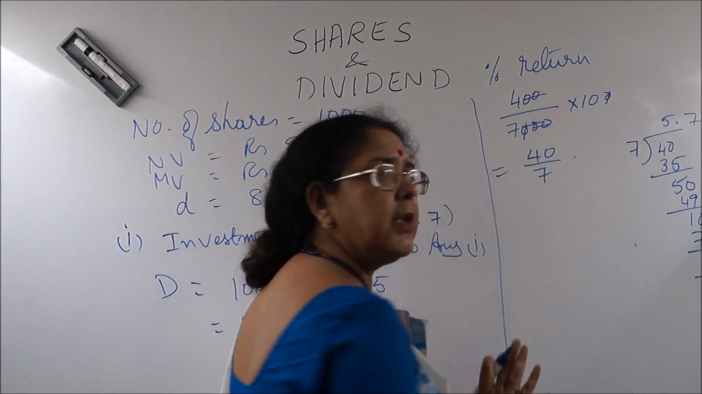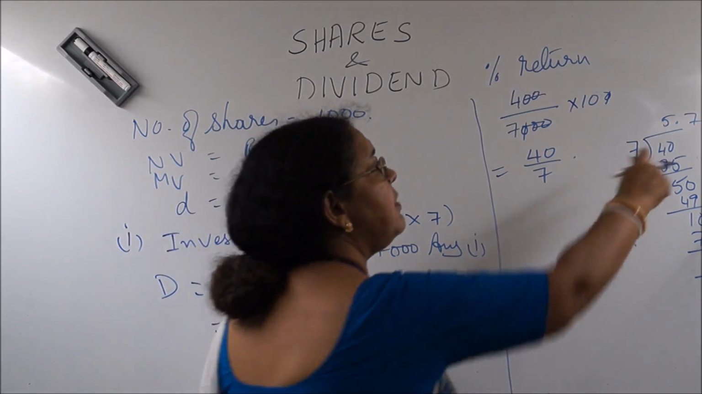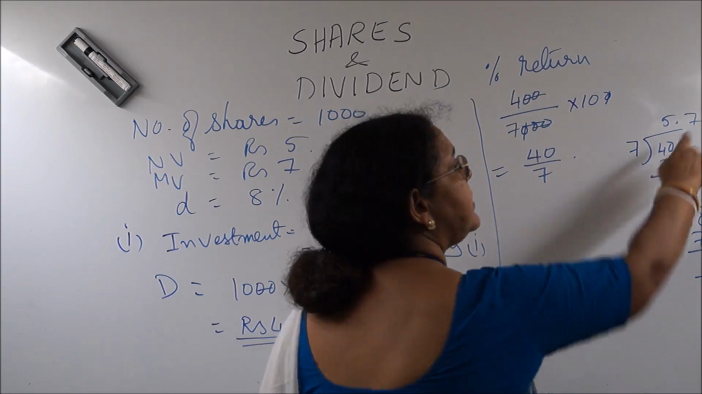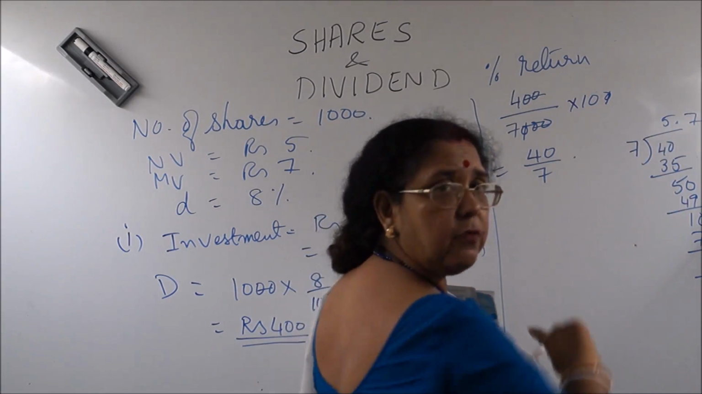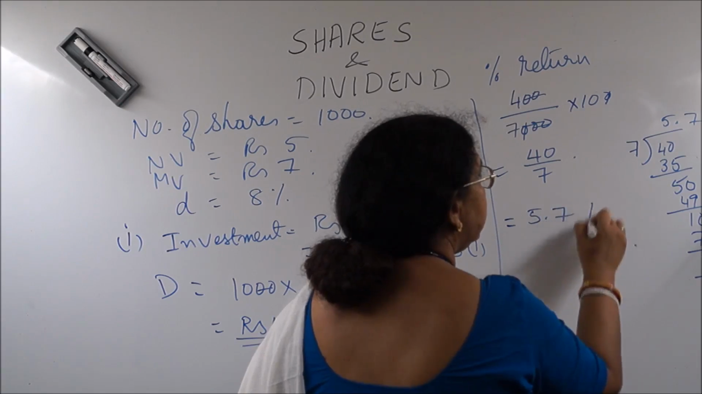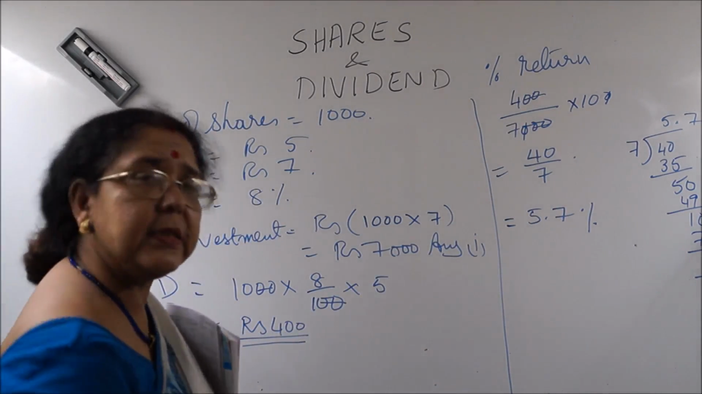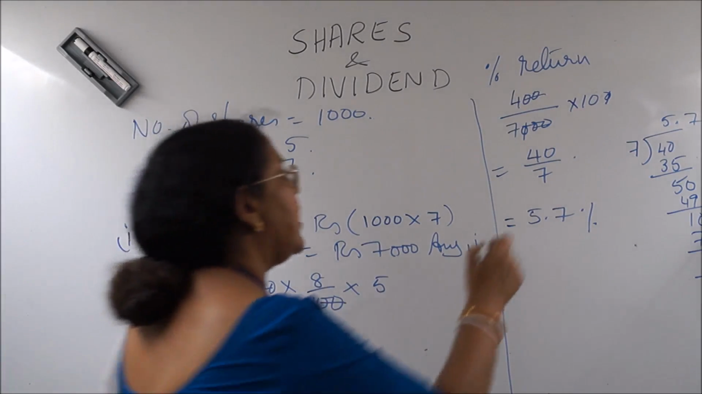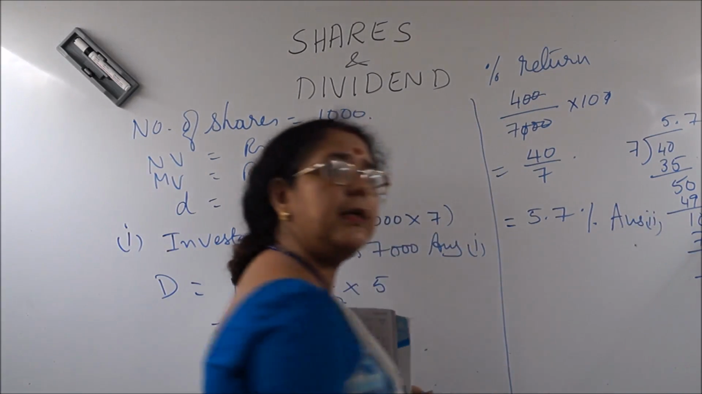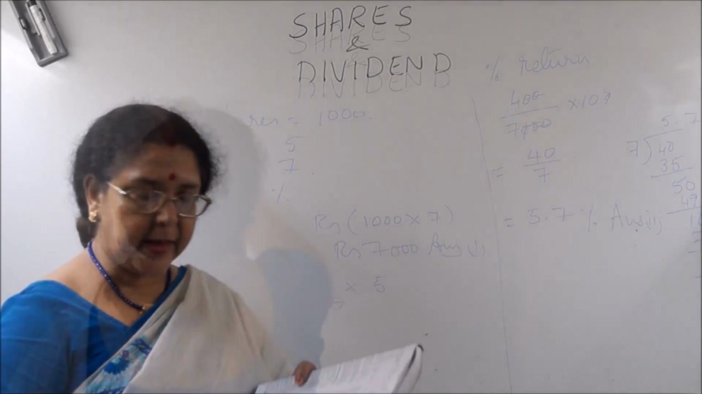Now this is a non-terminating decimal, it will continue. Since they want it up to 1 decimal place, we will do up to 2 decimal places and we will round it off to 1 decimal place. Since 1 is less than 5, we will ignore 1 and the rate of return is 5.7%. So this is the actual rate of return that the person gets. This is your answer 2. Is it clear? Let me proceed to the next question. Let me read the next question.